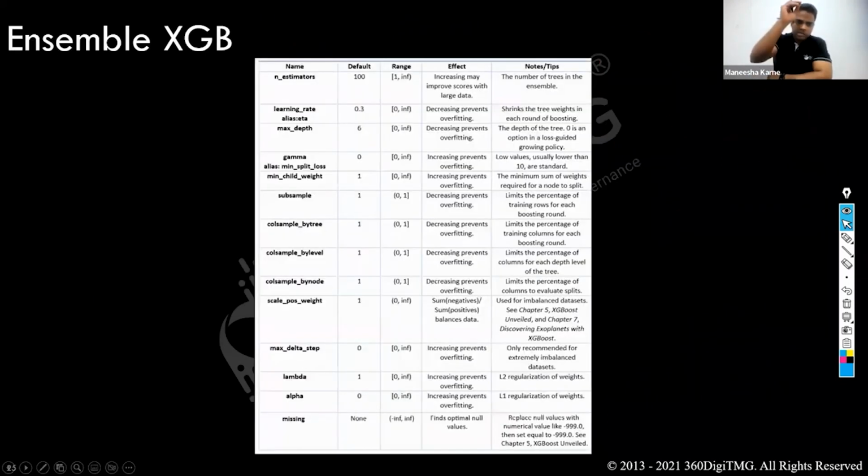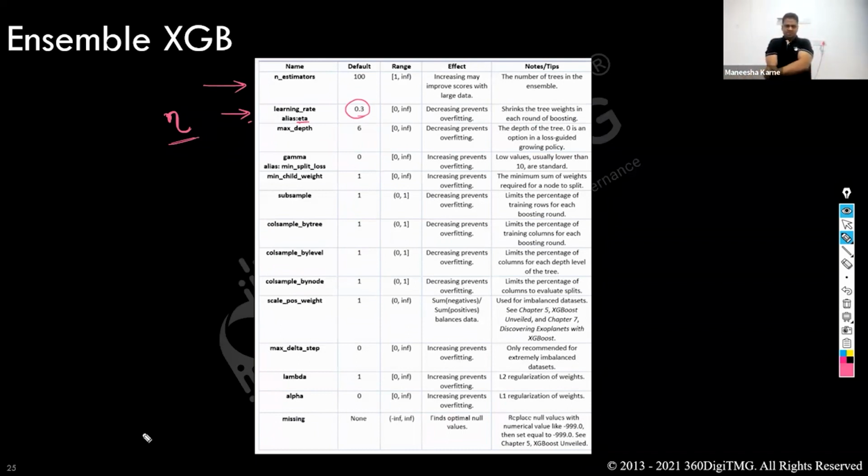Now, these are just a few hyperparameters, not at all complete. Number of estimators is the number of decision trees that you want to run. Learning rate, the default value is 0.3. It is also called the eta value, represented like this. More about this we'll learn when we get into neural network algorithms.